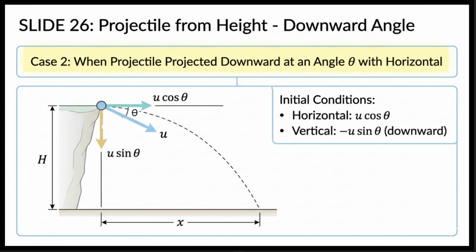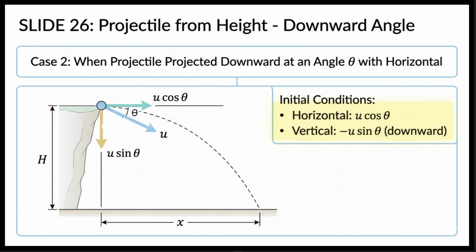Case 2. The projectile is launched from a height, but angled downward at angle theta below the horizontal, like rolling a stone off a cliff at a downward angle. The diagram shows the cliff of height h, with initial velocity u pointing diagonally downward at angle theta. Initial conditions split into horizontal component u cosine theta pointing forward, and vertical component negative u sine theta pointing downward. Negative because the vertical motion already begins in the downward direction at launch.